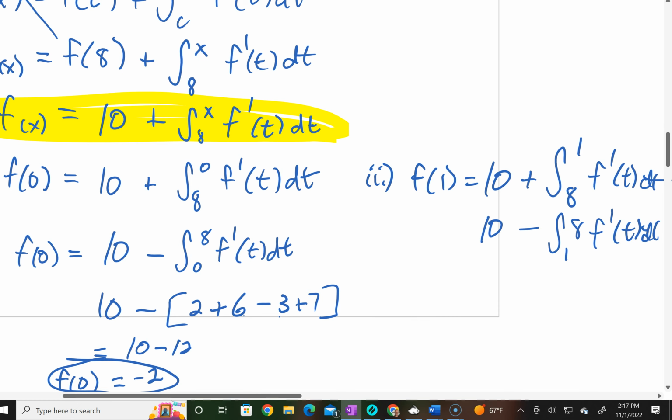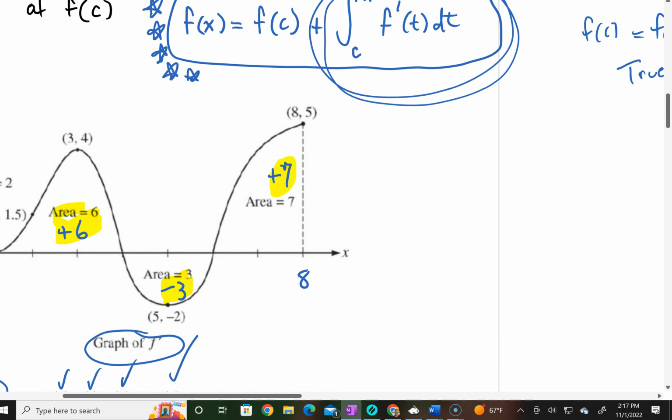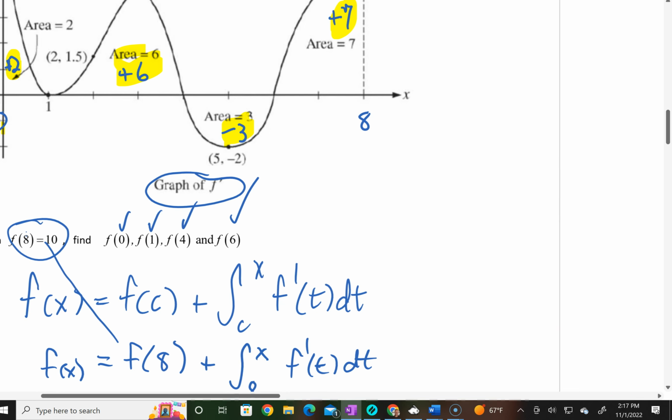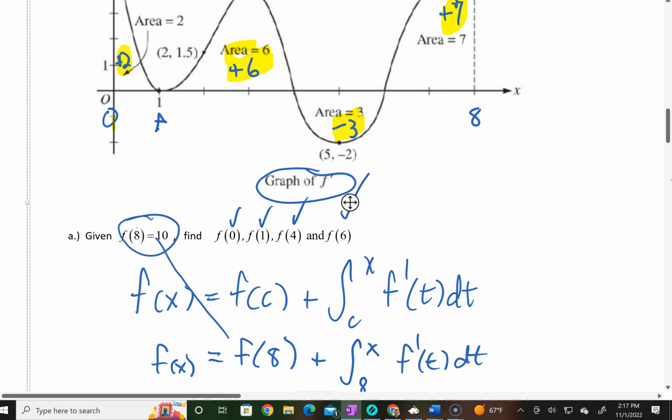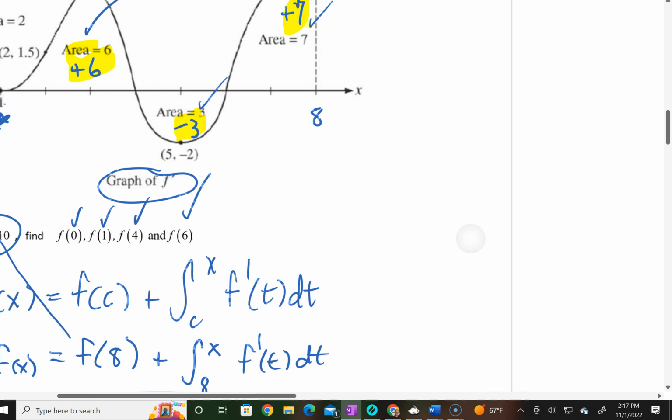Kids will be like, it's the same thing. Pretty much, except we're going from 1 up to 8. We're not including that plus 2, if you get what I'm saying. Right? So you're going to say, well, from 1 up to 8, I've got this area, I've got this area, I've got this area. It's 6 minus 3 plus 7. Right?